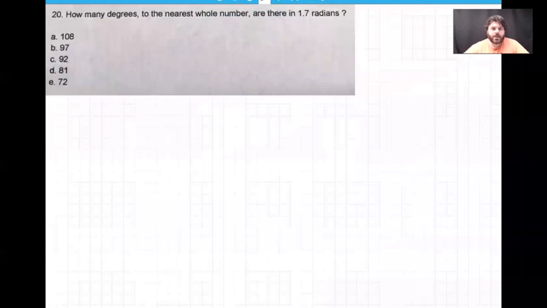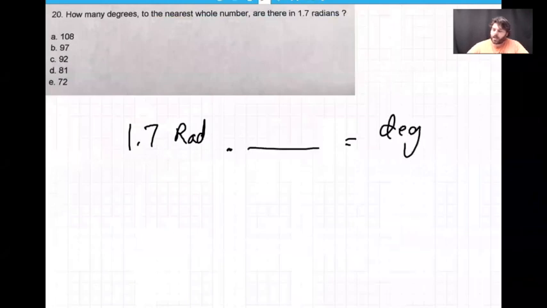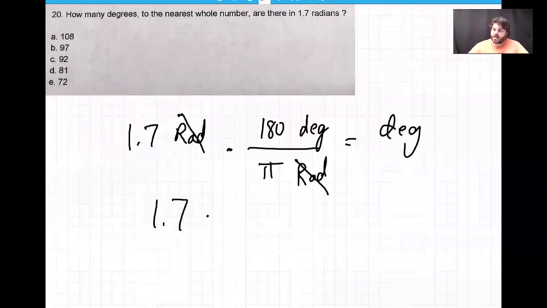All right, how many degrees to the nearest whole number are there in 1.7 radians? Well, if we're in radians and we want to convert into degrees, all we do is multiply by this conversion constant, degrees over radians, because I want radians on top and radians on bottom to cancel. That will leave me with degrees. Then I fill in the numbers. There's 180 degrees for every pi radians. So all we need to do is 1.7 times 180 divided by pi.